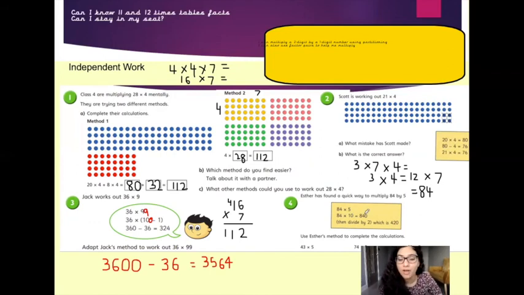And then she's halved that number because she multiplied that number twice. In the end, she had to divide it. So she divided the answer 840, which is 420. Now, use Esther's method to complete these calculations. So how would you use this to help you to answer these 3 sums?